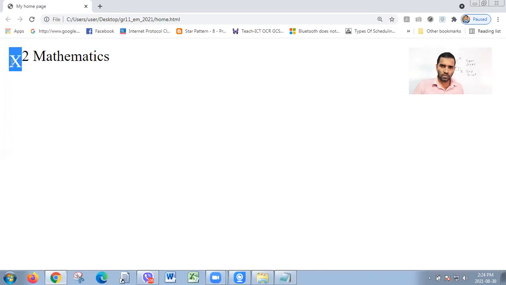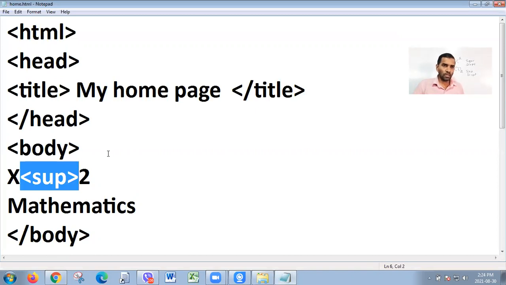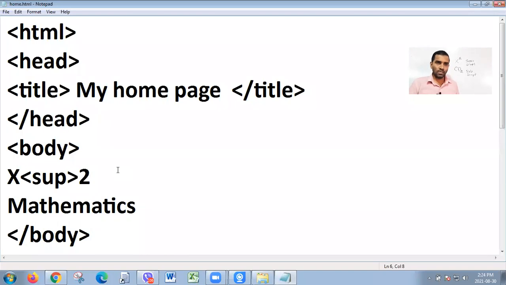Look at the position of X. That may be the original place. But now mathematics goes little above. It is because of the superscript. You have told the browser to start SUP, but you forget to mention the ending point, right? So whatever you have after SUP will get the superscript, including this mathematics. Even if you write something in the next line, that also takes superscript. So you should understand the importance of closing the tags, right? So here it must be closed.